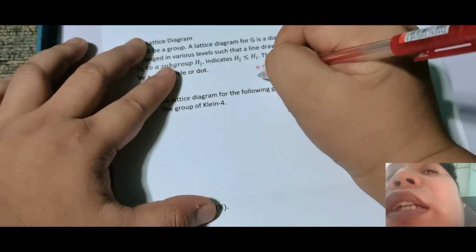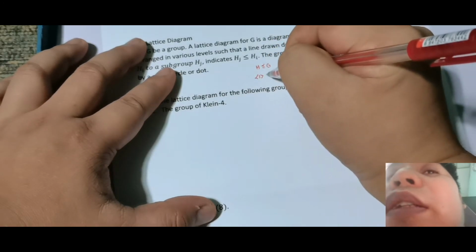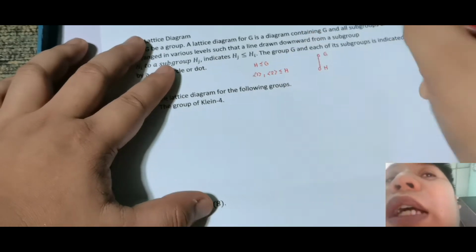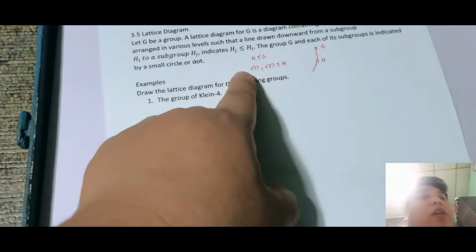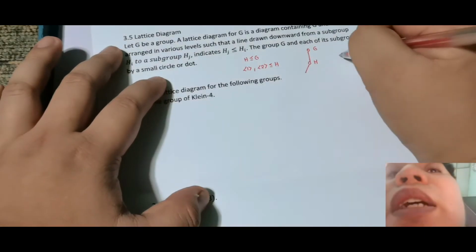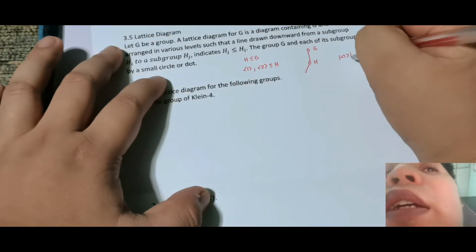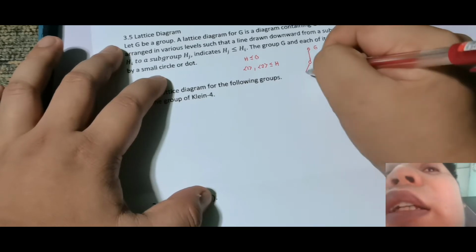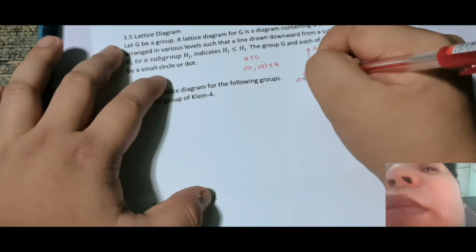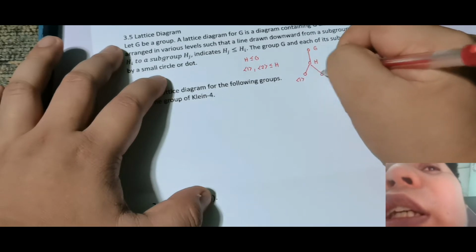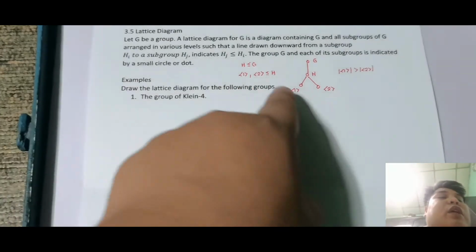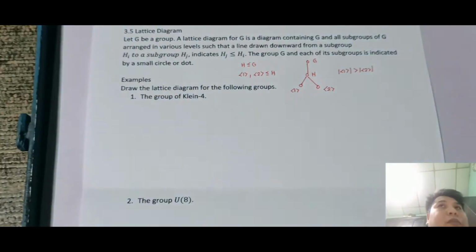Okay, then si H, kunyari, may subgroup siya na cyclic subgroup generated by 1, tapos may subgroup siyang generated by 2. So may dalawa siyang subgroup, so gagawa ka ulit ng dalawang line. Depende sa order, so for example, mas mataas yung order ni 1 kaysa kay 2. So mangyayari, nandito si 1, mas mataas konti, tapos bababa mo konti si 2. Okay, so tandaan mo yan. Sa line, pag pantay, ibig sabihin alam natin na parehas sila ng order. Pag hindi pantay, bababa mo.